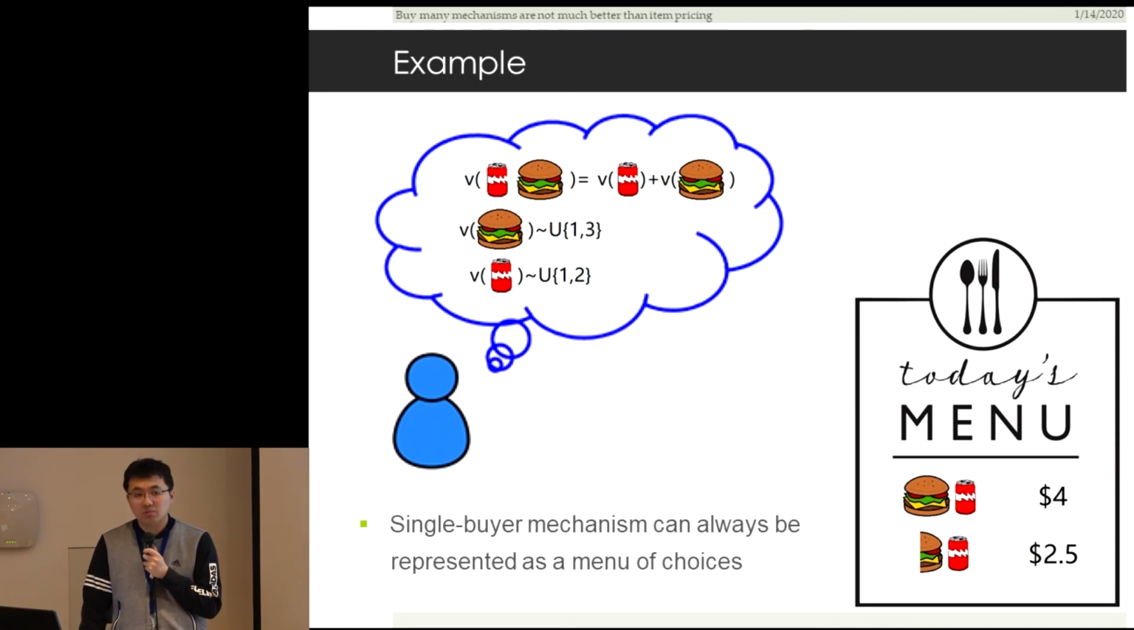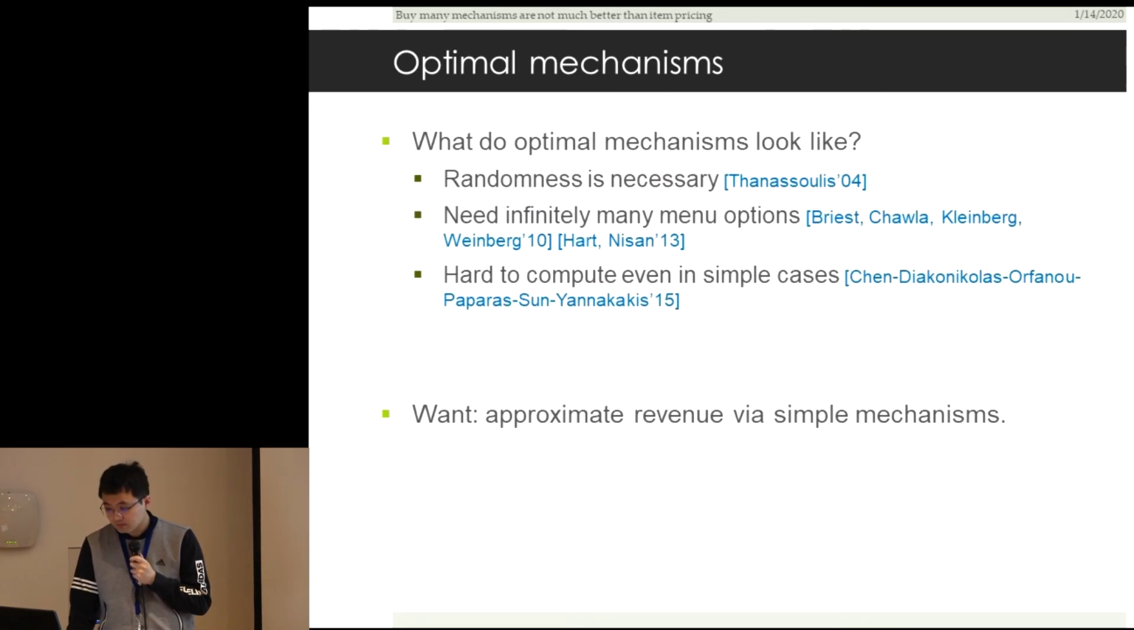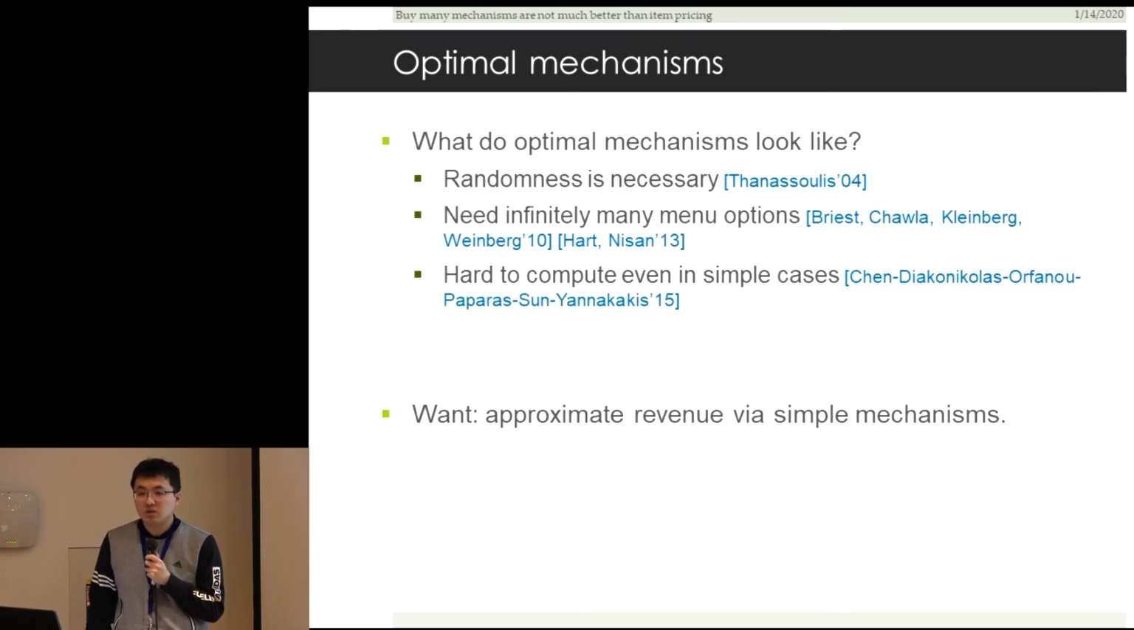The buyer can either pay $4 and get both a sandwich and a drink, or pay $2.5 and get a drink for sure, and then toss a coin. And if the coin goes to heads, he also gets a sandwich. It's known that the optimal mechanism for the multi-item setting can be very complicated and has many unnatural properties that make it hard to analyze or compute.